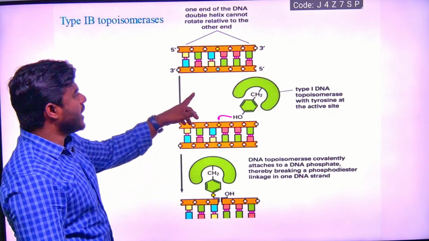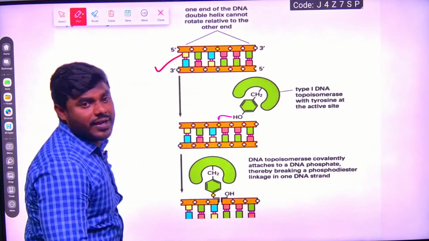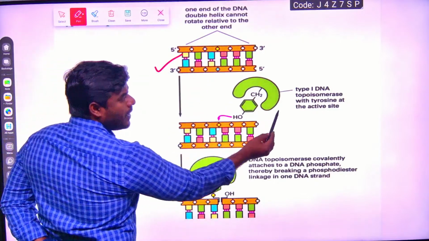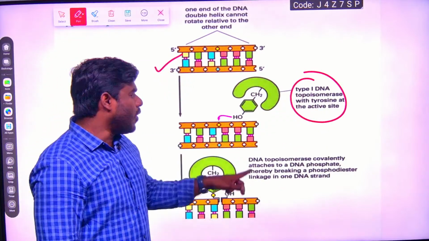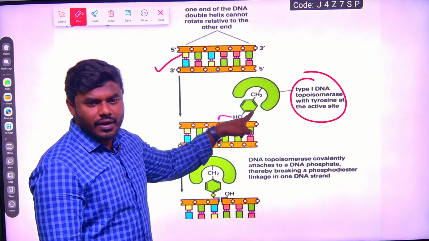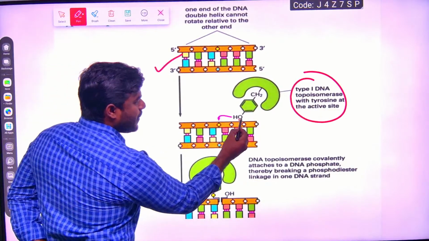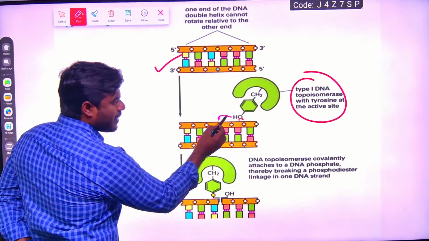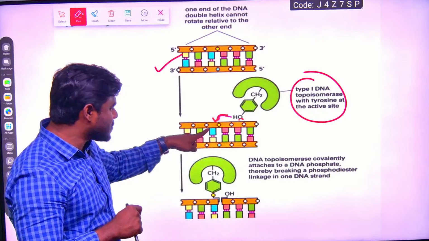Now you people only observe this. This is the DNA which has undergone the coiling. Now you can see that this is what enzyme? Type 1B DNA topoisomerase. What amino acid is there in the active site? Tyrosine. Now you can see the picture, the tyrosine amino acid, with the help of a hydroxyl group, will come and create the break, what we can call a nick, a single stranded break.